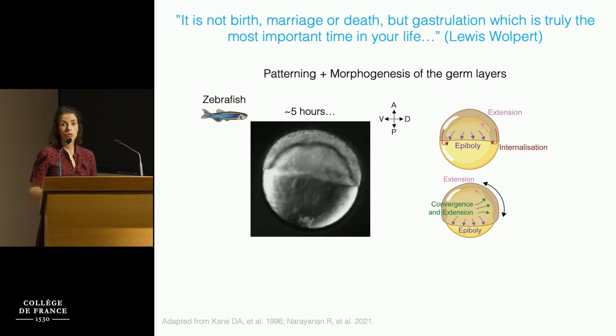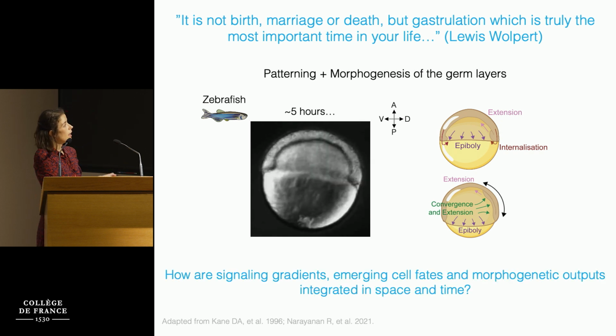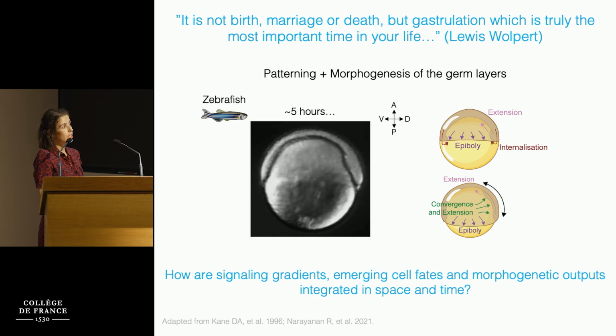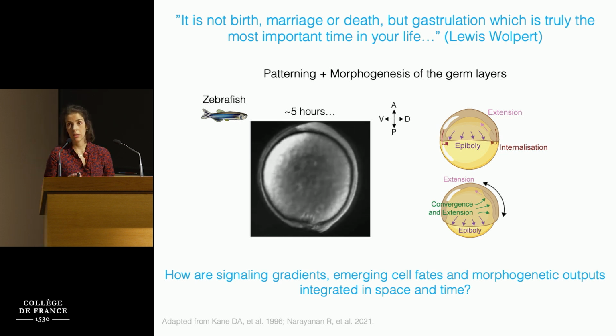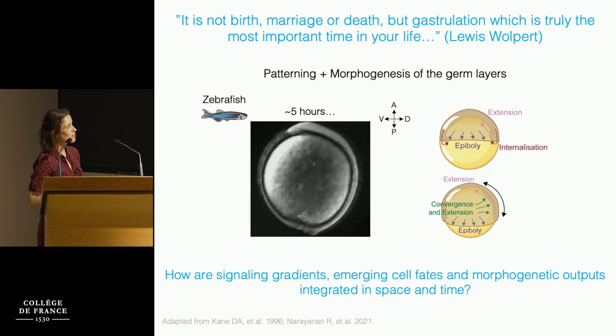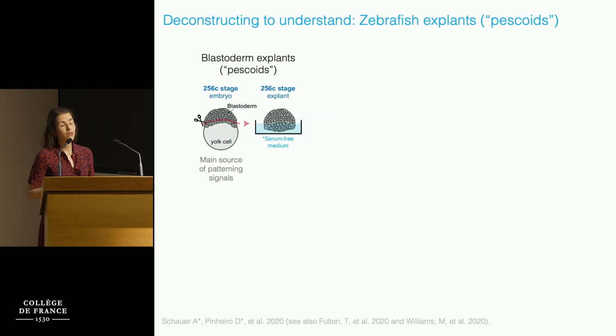And so when I started my postdoc, the question that I was really interested in understanding is how are the signaling gradients, all these emerging cell fates, and morphogenetic outputs coordinated in space and time? And disclaimer, we don't have a full answer, obviously, but we have made some progress in understanding this question. So when I started, the first thing that we decided to do was I teamed up with a very talented PhD student in CP's lab, and we decided to take a deconstruction approach to understand zebrafish gastrulation.